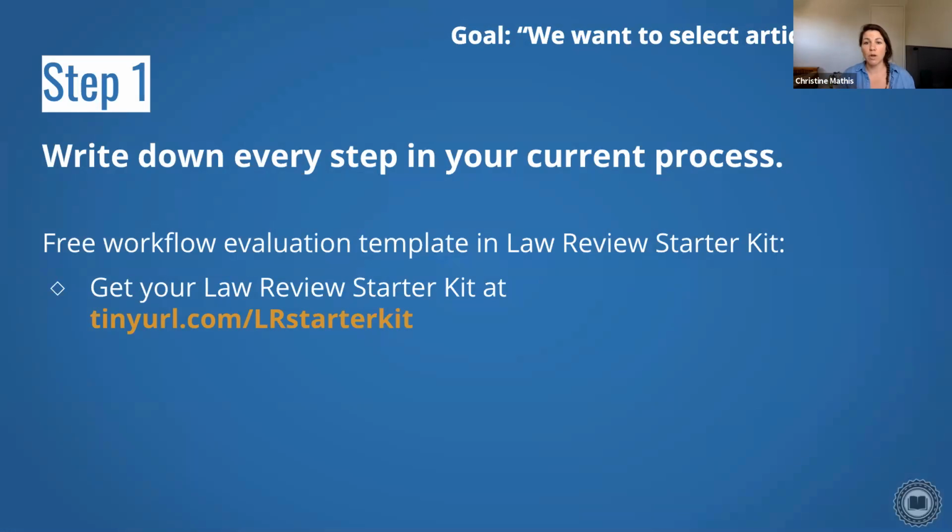So using step 1, writing down everything you know about your current process. This can be information that was shared by your outgoing board. It could be information shared by faculty advisors, any information that you currently know. If you don't know where to start, no worries. We actually have a law review starter kit, and no need to write down this URL. Danielle and I will be sharing this as part of our follow-up email with you all, but it's a great place to start to kind of focus your attention and get the process started, especially if you're starting with nothing. It can help you jumpstart that process.